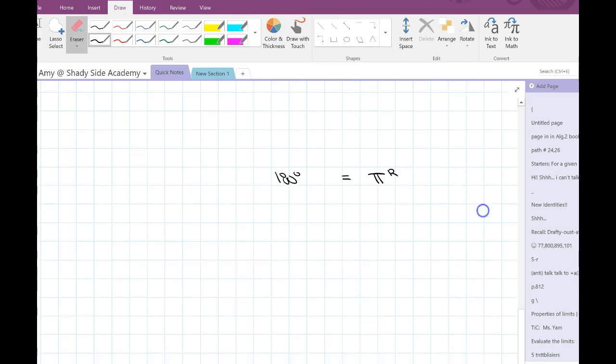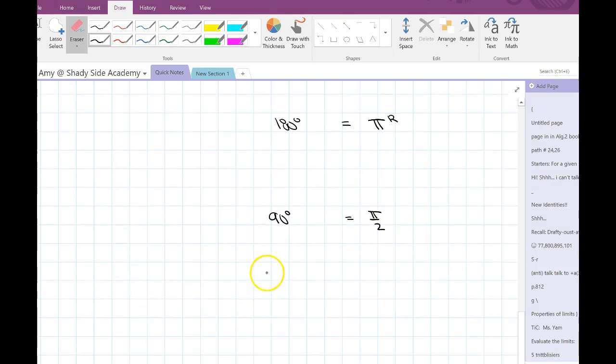Well, let's cut that in half again. What do you think 90 degrees would be in radians? It'd be 1/2 pi, or pi over 2 radians. I'm going to start dropping the r. And then you know that half of 90 degrees is 45 degrees. And now we're down to pi over 4 radians, right?